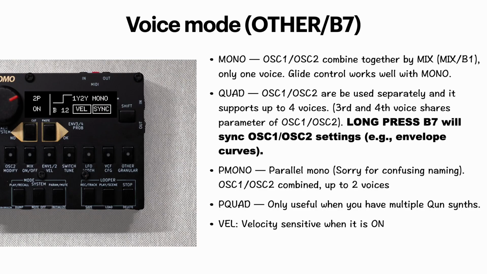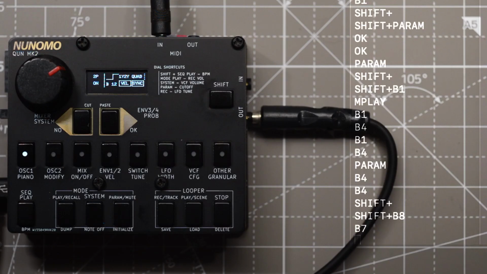The third one is P parallel mono. It's kind of confusing naming, but in this mode it's just like a mono mode, but you can play two voices. Oscillator 1 and oscillator 2 will be combined. And the last one is P quad, parallel quad. This is basically only useful when you have multiple QM synthesizers, so I'm gonna just skip it.